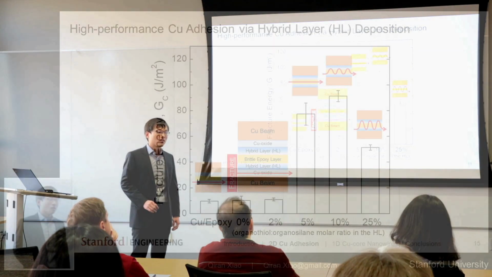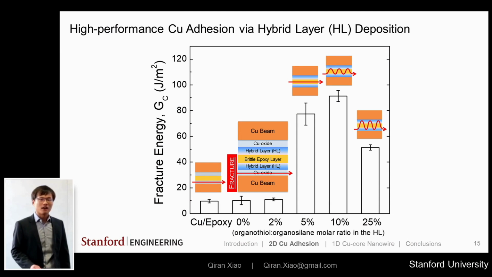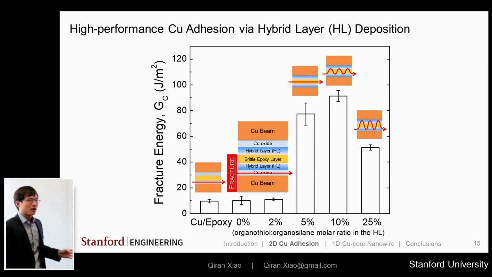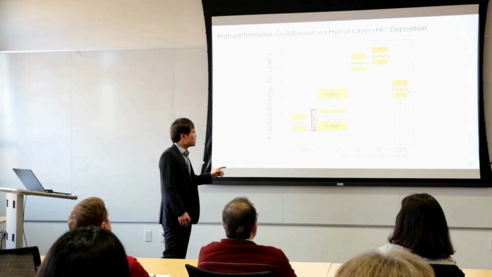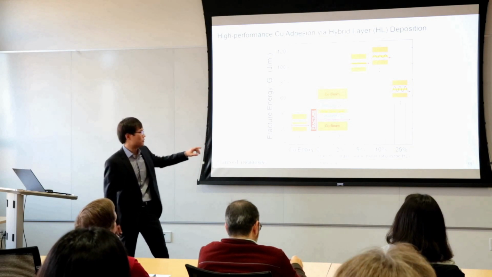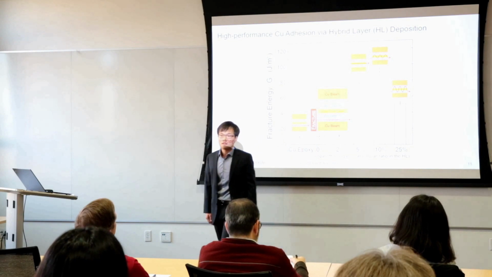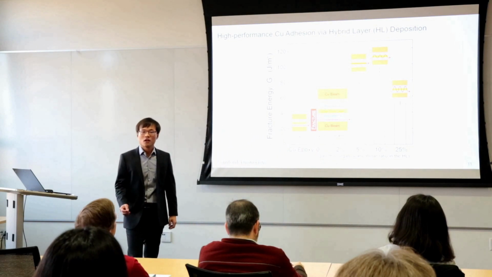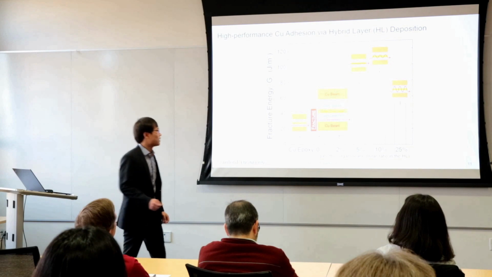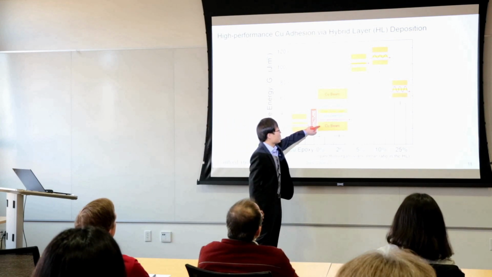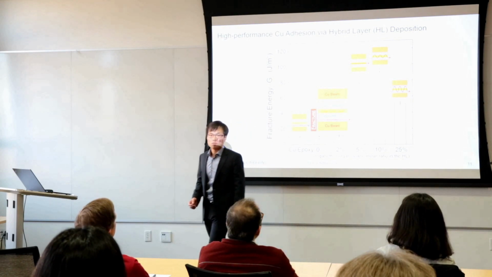This is what happened. When we added the organosilyl to the hybrid layer composition, we saw a marked increase in adhesion energy to a maximum of 90 joules per meter squared. And more surprisingly, the fracture path changed from the hybrid layer copper interface to within a very strong brittle epoxy. And that's an indication of a much strengthened hybrid layer copper interface and possible removal of copper oxide.